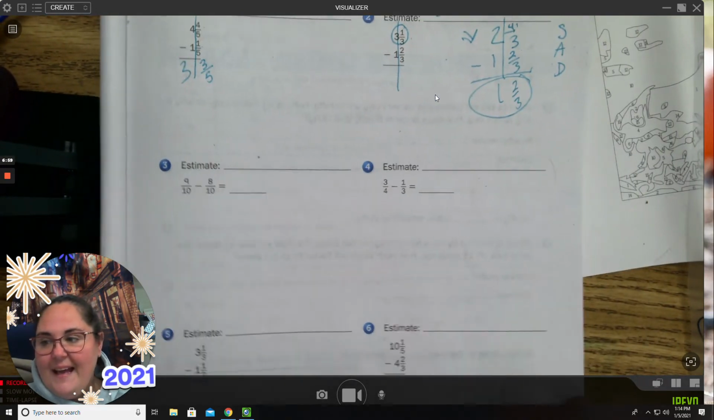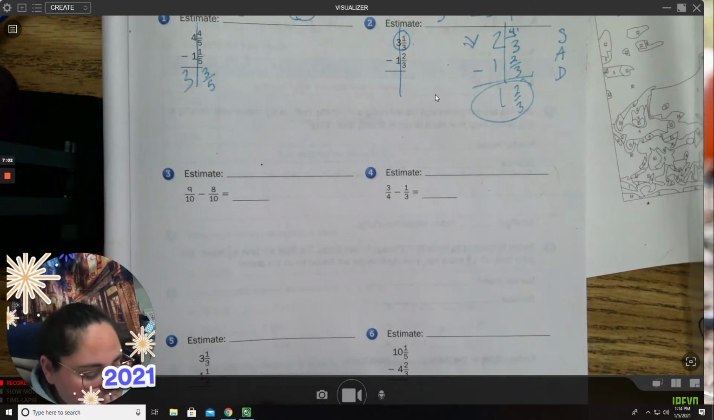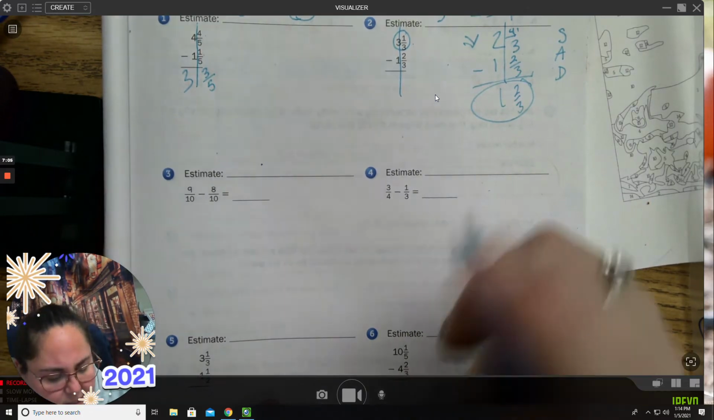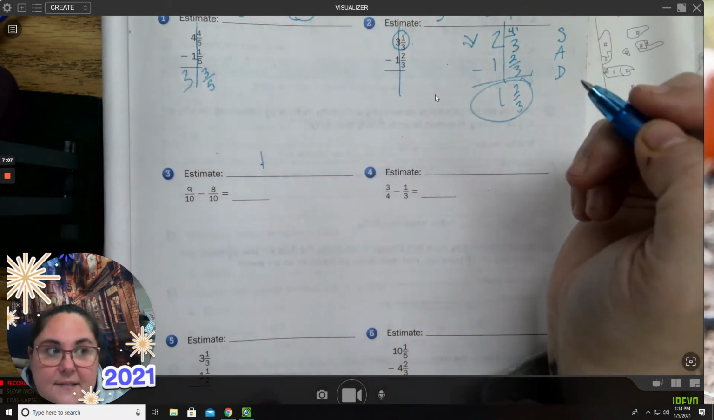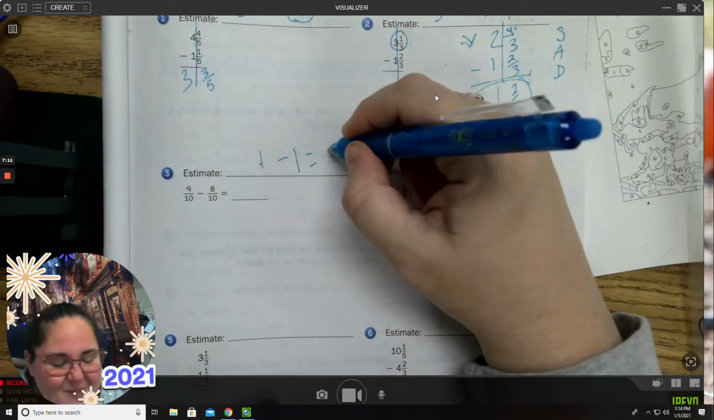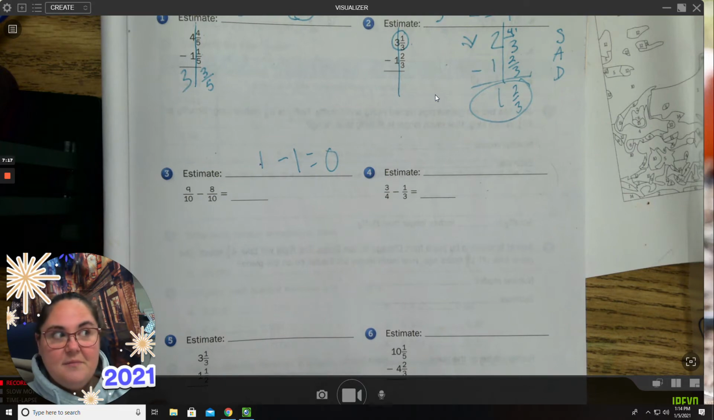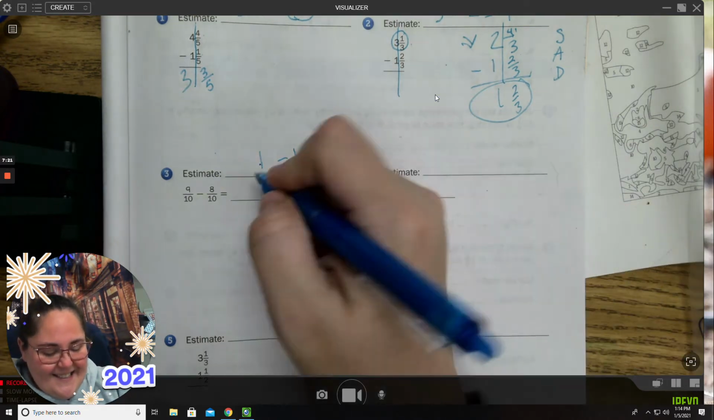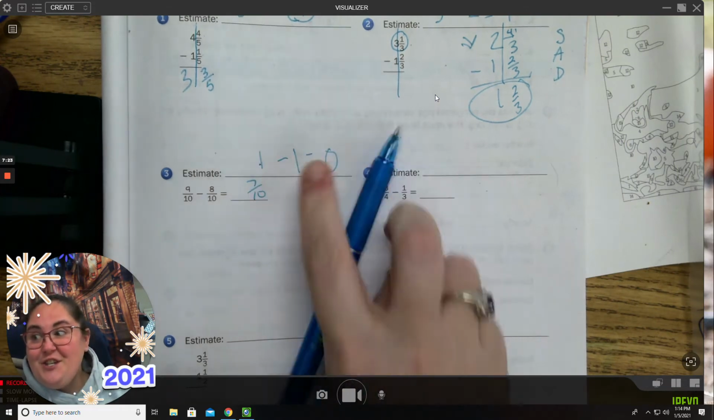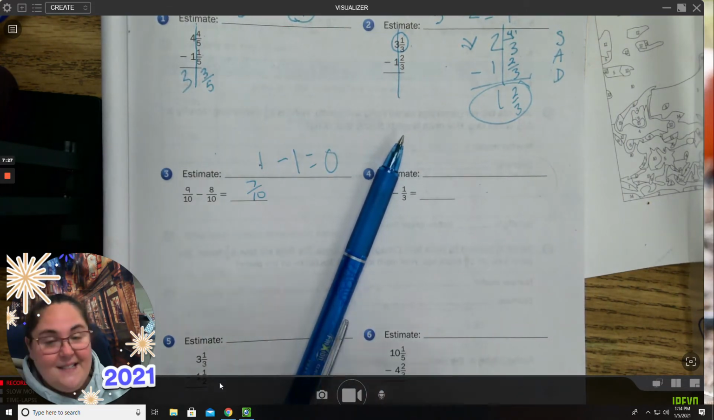Okay, 9 tenths minus 8 tenths. 9 tenths is close to 1. 8 tenths is close to 1. So 1 minus 1 is going to be 0. Let's figure it out. 9 tenths minus 8 tenths. Super easy. 7 tenths should have been your answer. Absolutely, 7 tenths. This one's super easy.